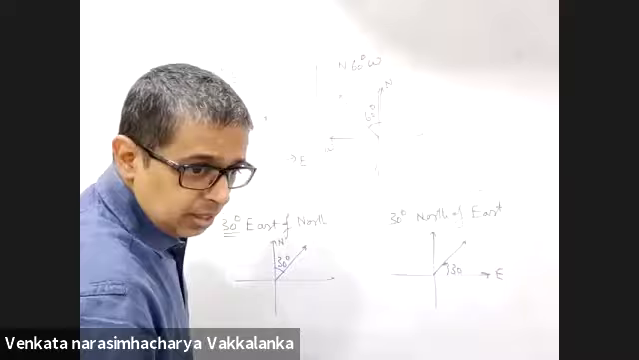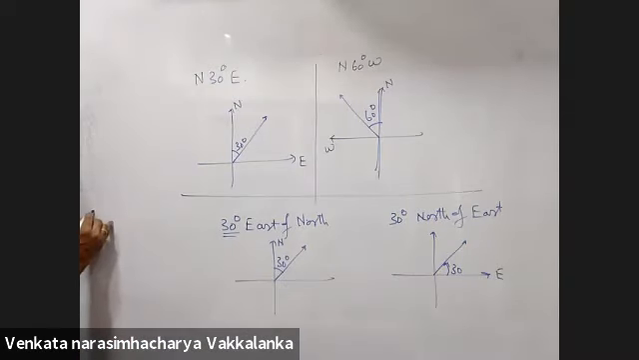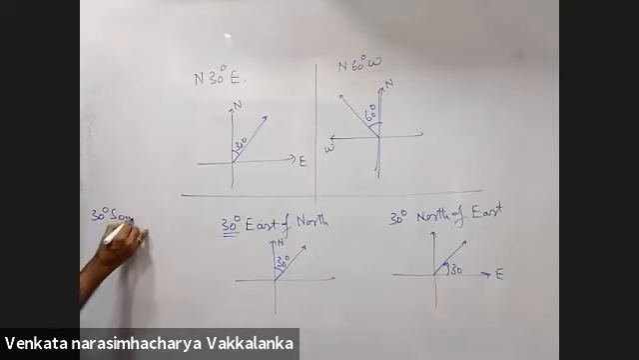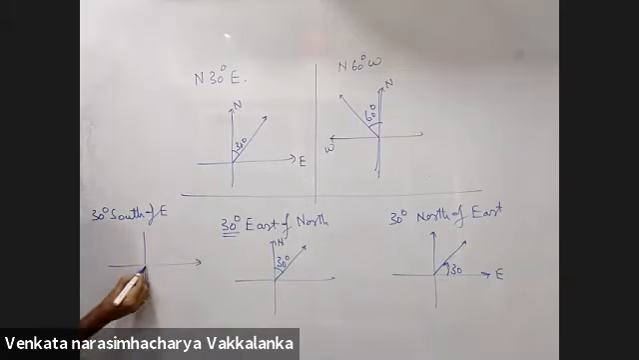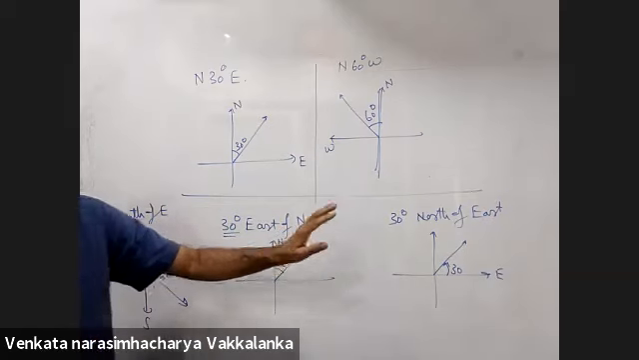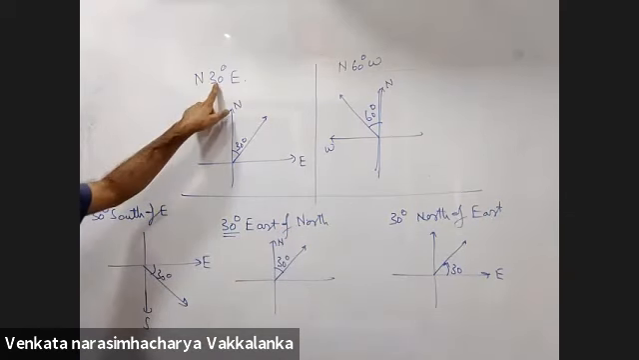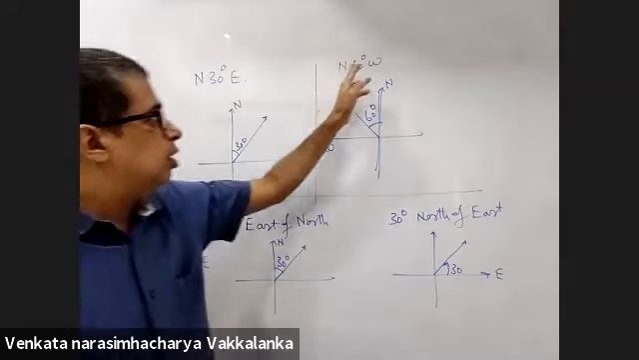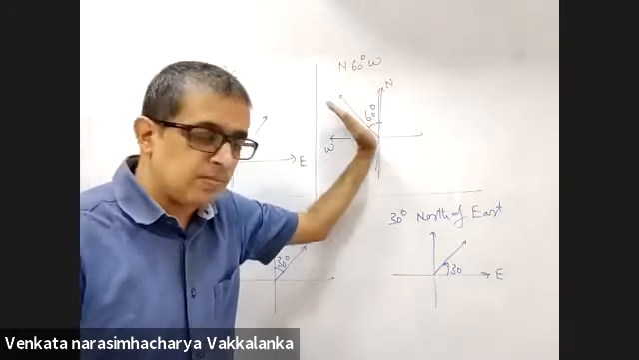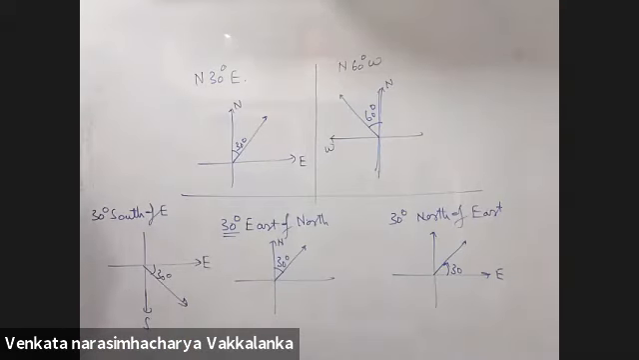Suppose I say 30 degrees south of east. From east, I turn by 30 degrees towards south. Standard representations given for you to understand. If they say north 30 degrees east, from north turn by 30 degrees. North 60 degrees west, from north turn by 60 degrees.